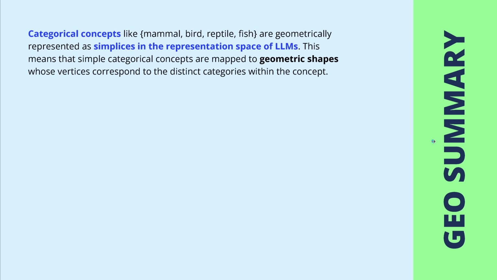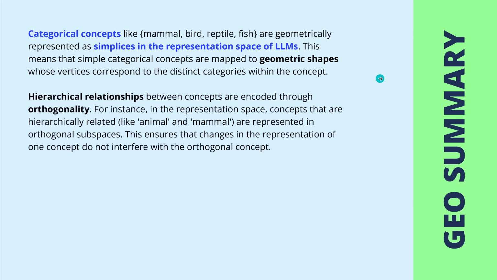So beautiful. Let's have now a geometric summary just to answer your question. So categorical concepts like mammal, bird, reptile, fish are geometrically represented as now mathematical simplices in the representation space of LLMs. And this means that simple categorical concepts are mapped now to geometric shapes whose vertices correspond to distinct categories within a concept. As I showed you, these hierarchical relationships, and you say, hey, hierarchical relationships, this was in video 2. Yes, absolutely right. And now encoded through this orthogonal feature. And this ensures that the changes in the representation of one concept do not interfere here because we have an orthogonal concept.